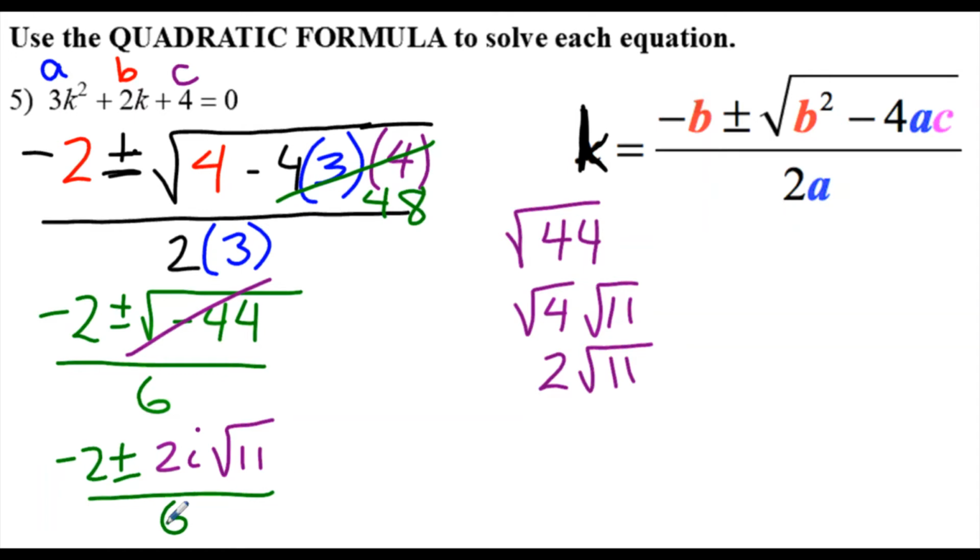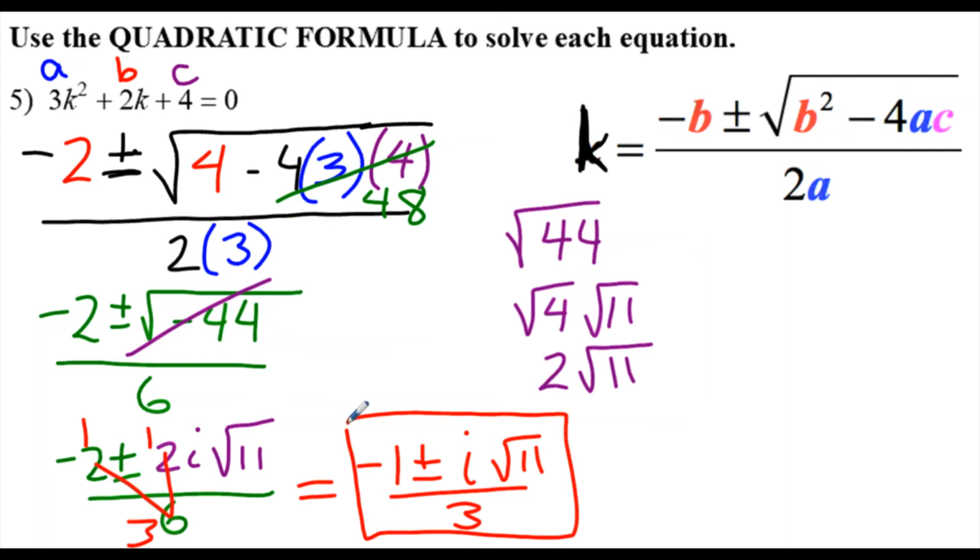Okay? And so we've done this before. I called it v-canceling, but since all three of those terms are divisible by 2, let's divide them all by 2. I'll divide by 2, I'll divide by 2, I'll divide by 2, and reduce that into negative 1 plus or minus 1i, or just i, times the square root of 11, all over 3. And that is your answer.